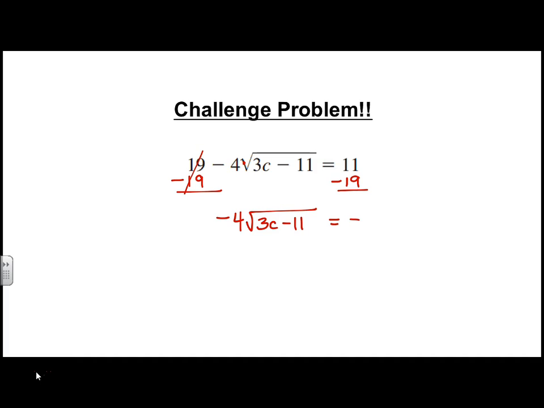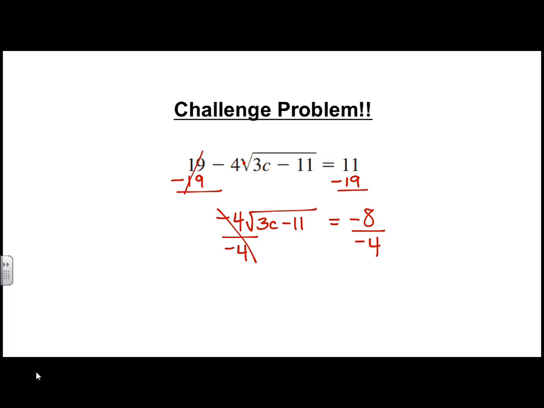So 11 minus 19, some of you are trying to help out, and thank you. It is -8. Why is John saying division? Because you have to keep dividing. I have to get rid of the -4 next. So I have to divide both sides by -4. If you put +4, it'd be wrong, because I have to divide.